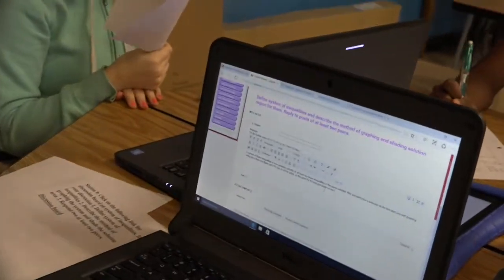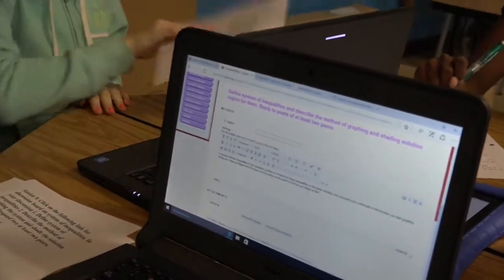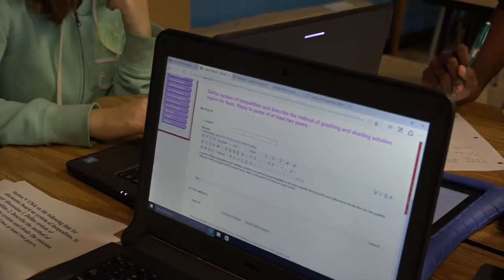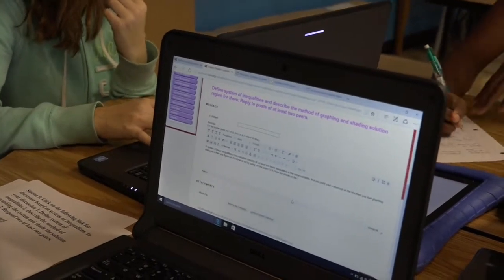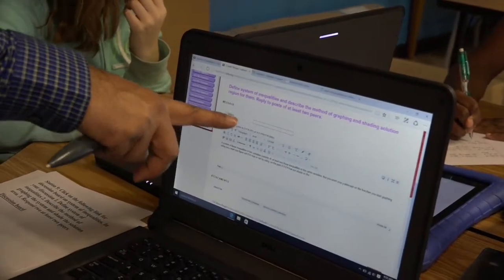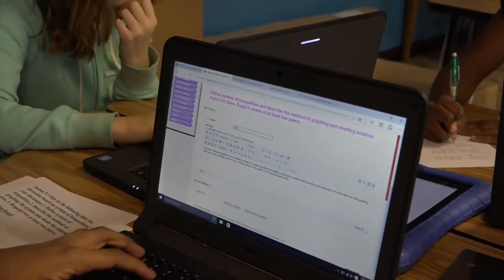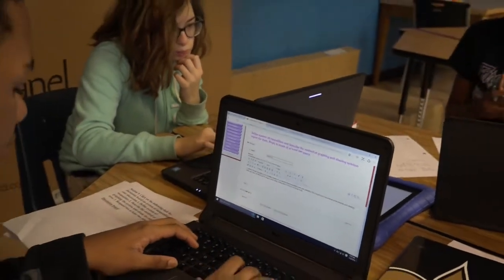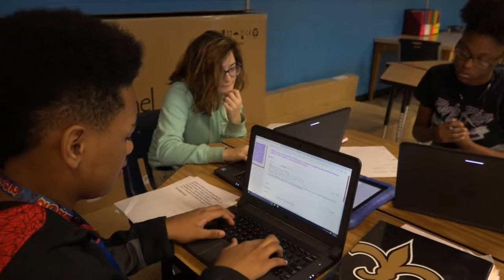All right. So, you're writing the discussion board thing. So put the subject, like system of inequalities, here. Always put the subject also when you're doing the discussion.